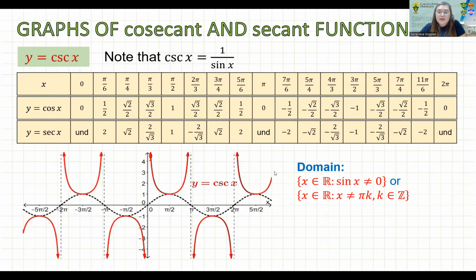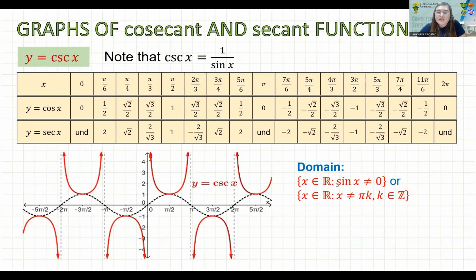Okay. So ang domain ani is naghupot siya sa mga values sa the set of real numbers such that sine x is not equal to 0, or the set of all real numbers such that ang x is not equal to pi times k, where k is equal to the set of integers. So pasabot, pi times 1, pi times 2, pi times negative 1, pi times negative 2, pi times negative 3. Kadto, walay mga value, dili to siya labot sa atong domain.